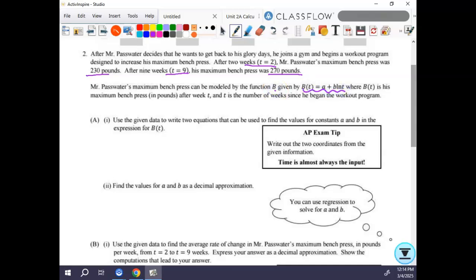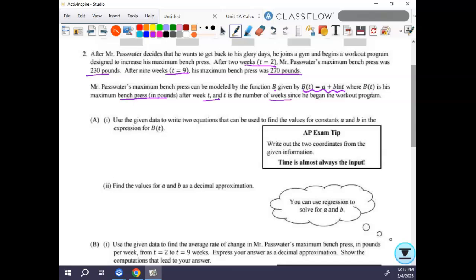So remember, in FRQ2, it's not necessarily a log function. It could be log, exponential, linear, quadratic, cubic, anything that we've done except for trigonometric, okay? But it'll flat out tell you what you're supposed to do. B of T is his maximum bench press in pounds after week T, and T is the number of weeks since he began the workout program.